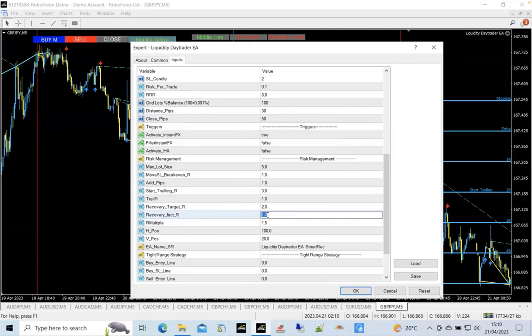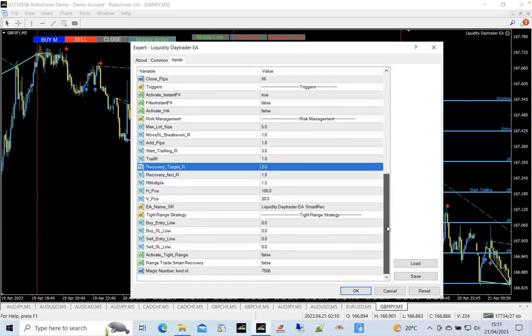And we can also say the recovery factor, like 1.5. What it means is, the first one will have a 2R target. The second one will be 3R, which is the 2R times 1.5. If we fail, the third one will be 3 times 1.5, so it will be 4.5R. You can also have it just as one here, and then it will not increase the distance. We are not trying to collect more R's with this.